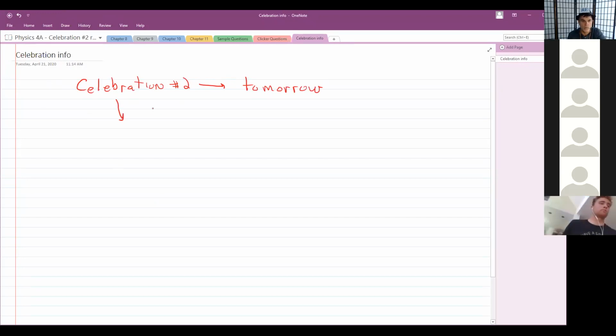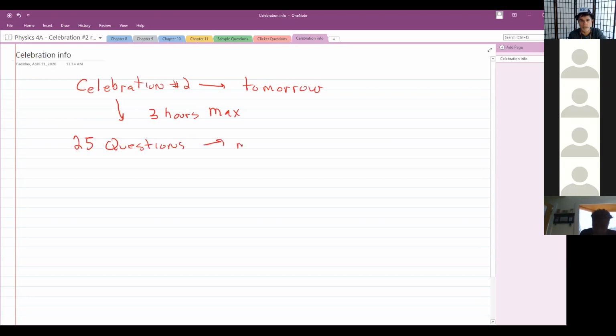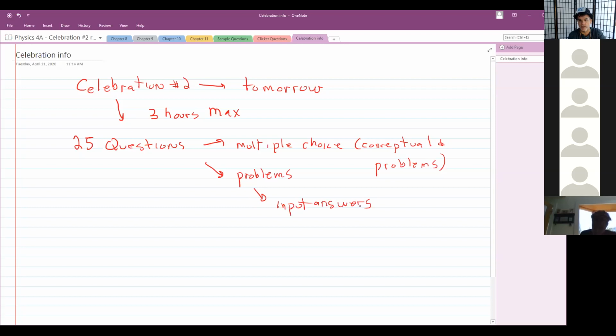The celebration, just so you know, will be 3 hours max. So from the time you start it, you will have 3 hours to complete it. That should be plenty of time. It is basically 25 questions. Some of them are going to be multiple choice, and the multiple choice can be both conceptual and just the short problems. And then there will also be a couple of problems where you have to input the answers. So you're actually going to have to type out what is the value of the acceleration in meters per second squared, or the potential energy, or something like that.